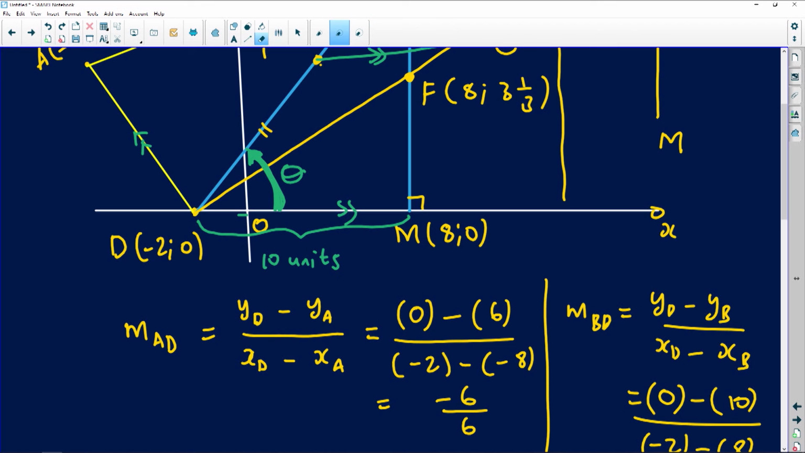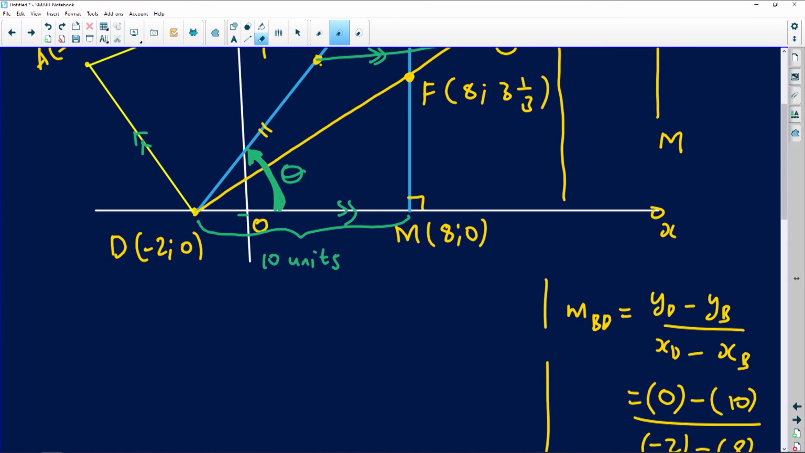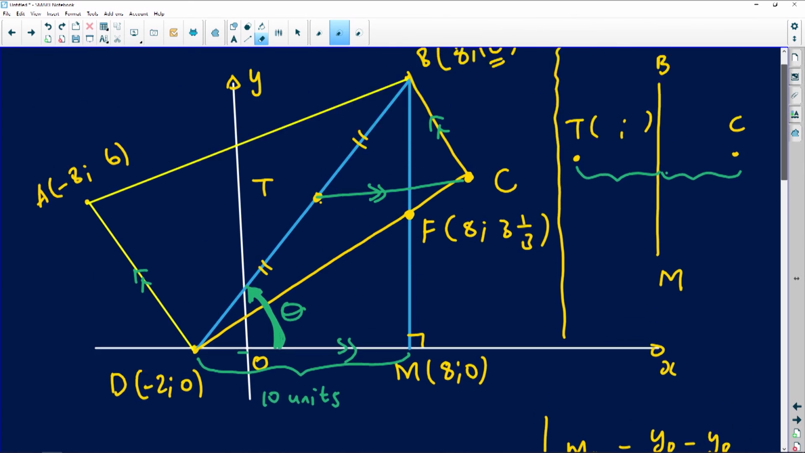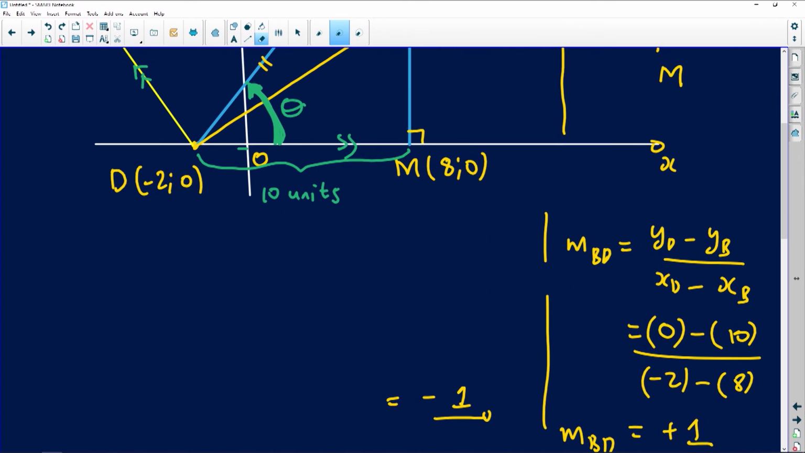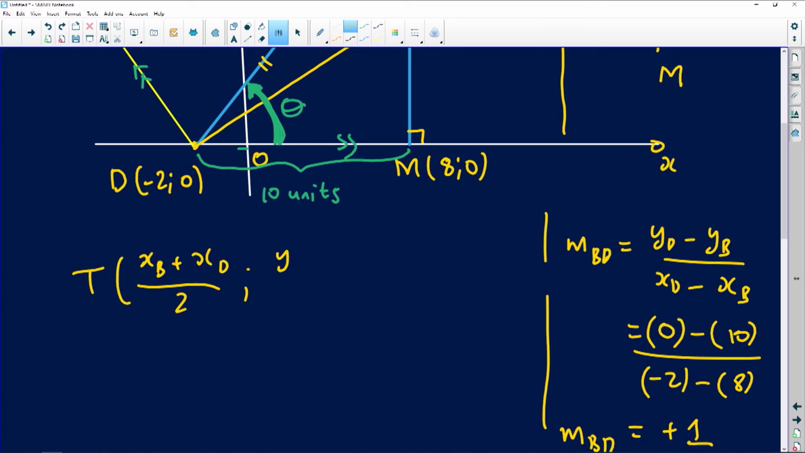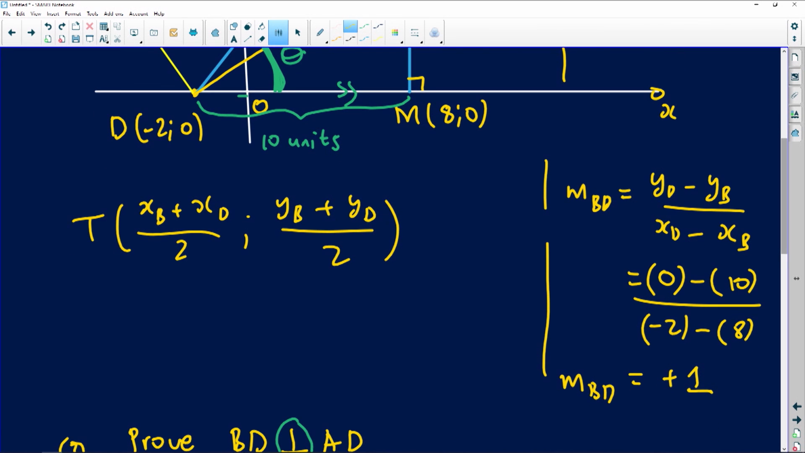Okay, cool. So I'm going to remove this so that you can see what is happening here, because I want you to keep looking at the diagram as I try to solve the problem. So we are looking for the midpoint, which is point T, the coordinate of T. So T is going to be given by the x value of B plus the x value of point D divided by 2, and the y value of B plus the y value of D divided by 2. It's the midpoint. We're using the concept of the midpoint to find the coordinate of point T.